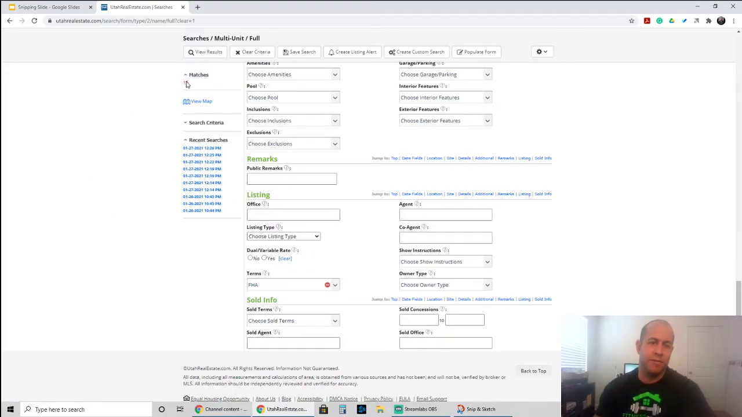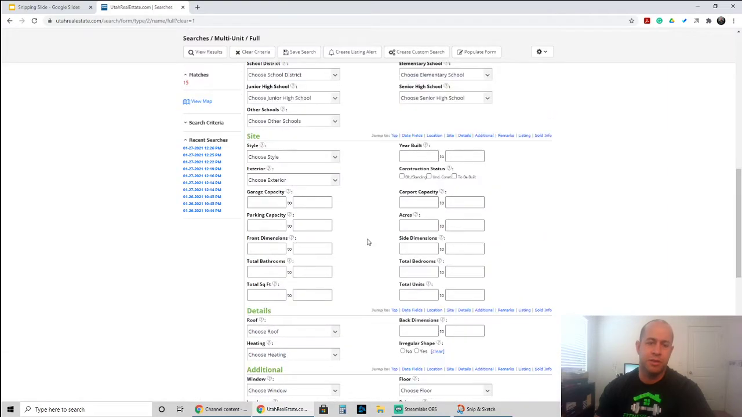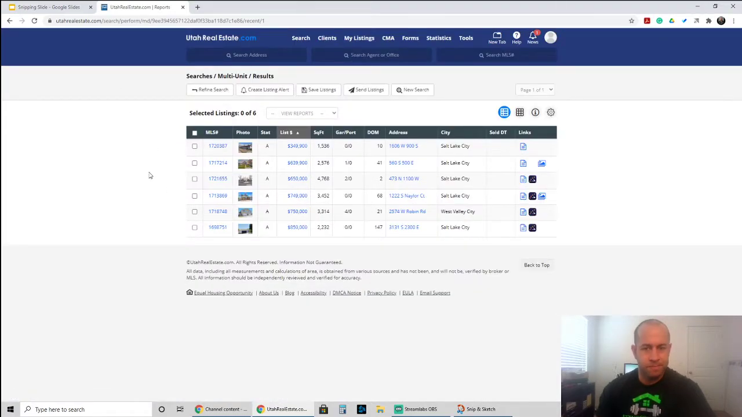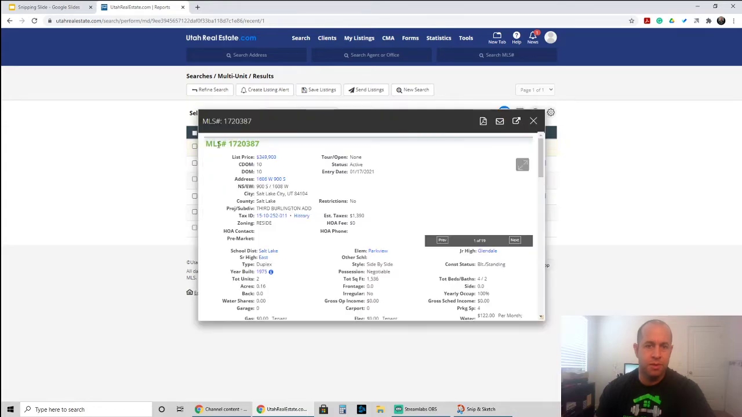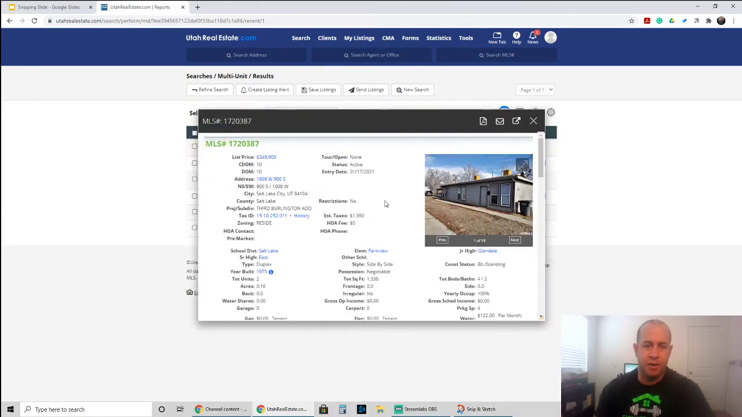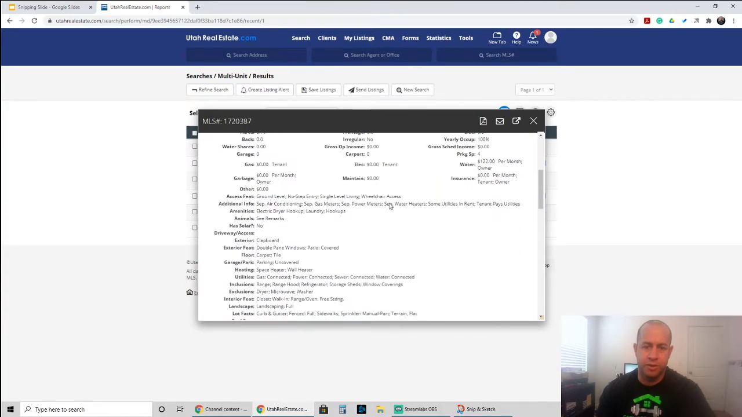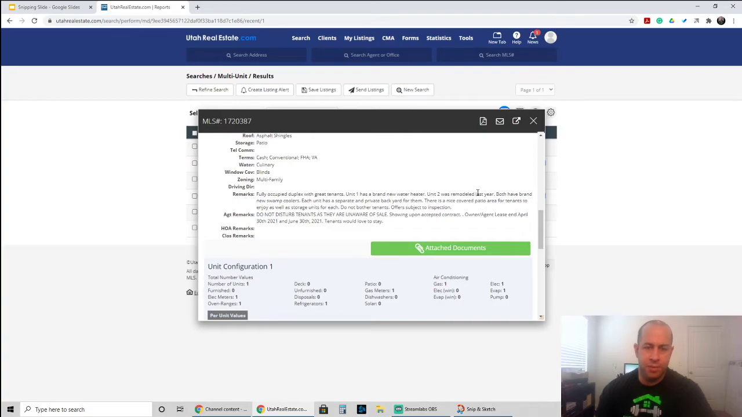And you can see it went from like 50 something to 15 listings, which is really, really tiny. And then maybe you only want Salt Lake County. So now we only have 6. Oh, no way. Look at this one. Check that out. Duplex, 1975, 350 on the market 10 days, which just means there's some work to be done or they're too high. Fully occupied, blah, blah, blah. Do not disturb tenants.